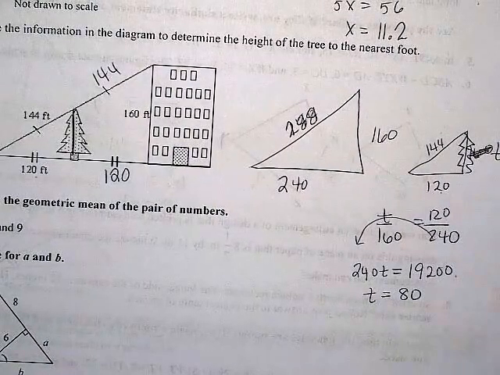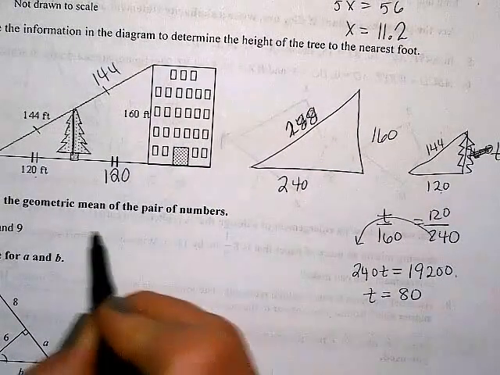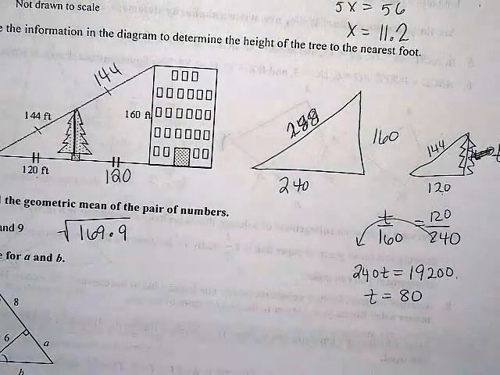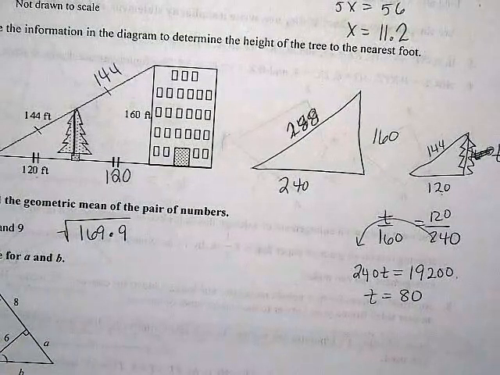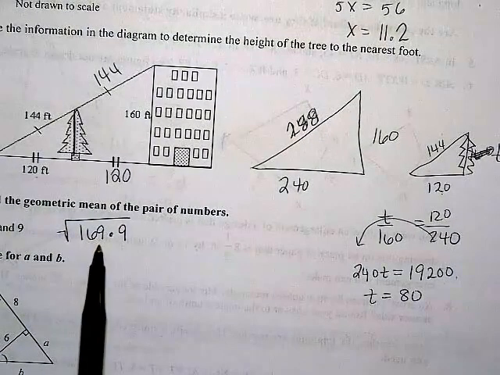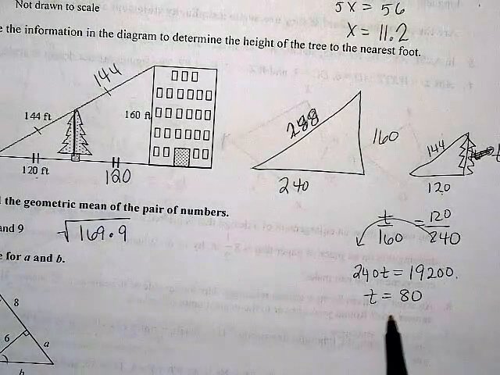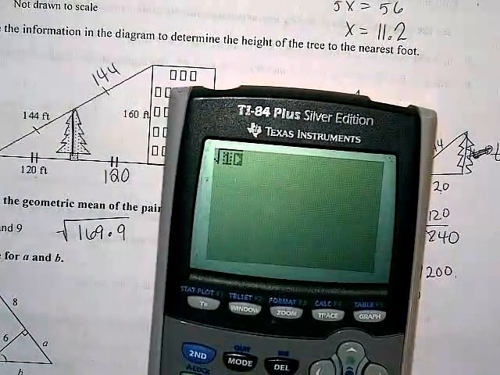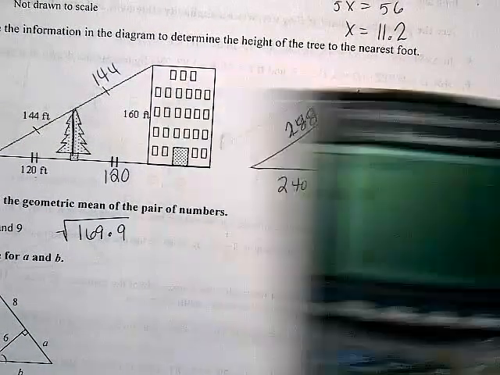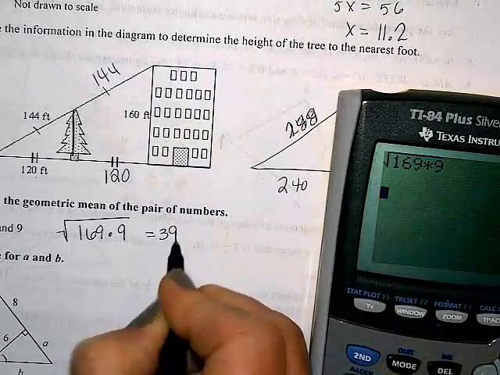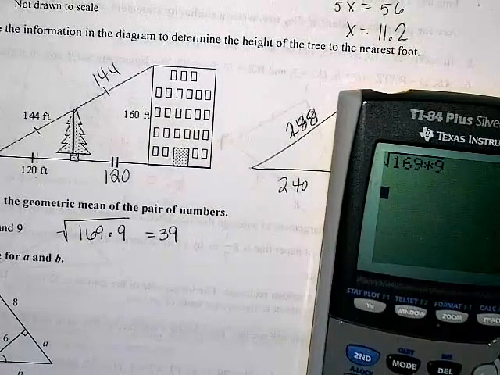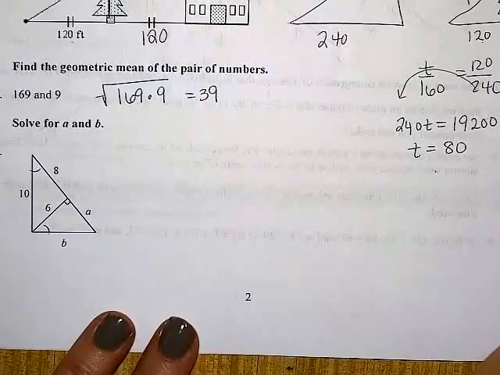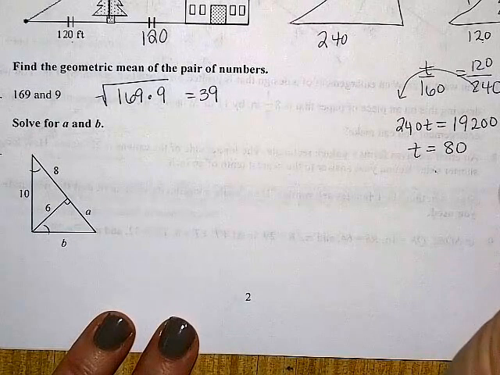Number 12 is 80. Number 13 asks you for the geometric mean. To find the geometric mean, you multiply the numbers together and you take the square root of their product. So it's the square root of 169 times 9. And the answer there is 39. Geometric mean. Everybody caught it with me? Just multiply and take the square root.